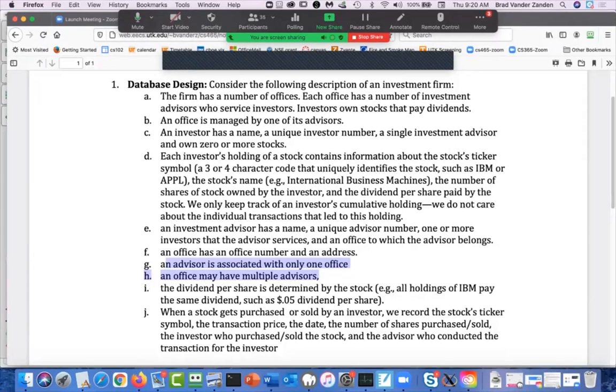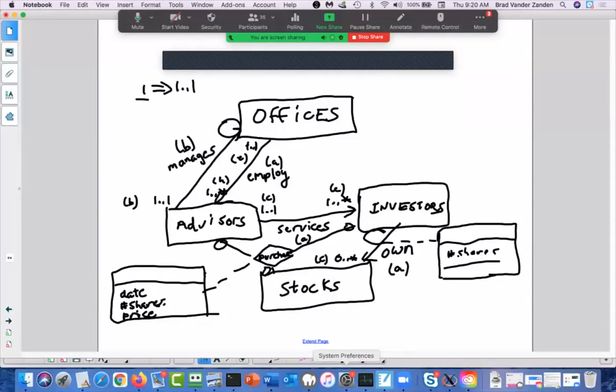We don't really say with a stock, the only thing we're giving information about stock is the dividend per share is determined by the stock. But we do say all holdings of IBM pay the same dividend. So there's a little bit of an inference there that stocks may be held by multiple individuals. And of course, you probably should be able to figure out that stocks can be held by multiple individuals.